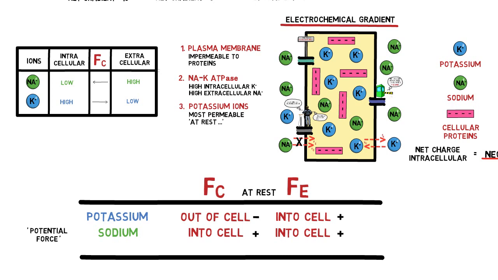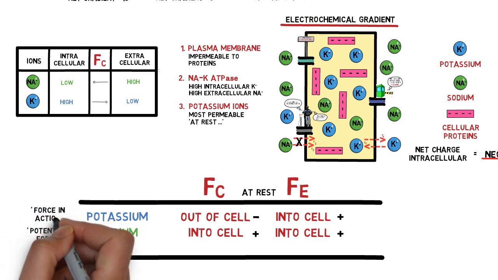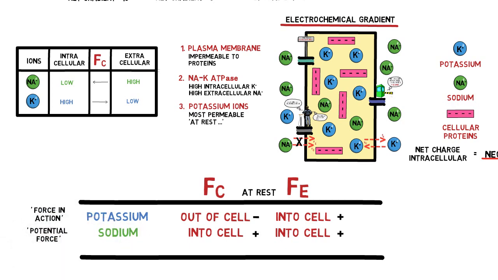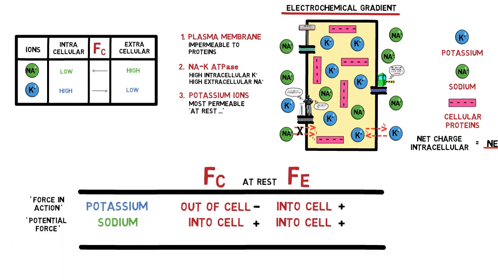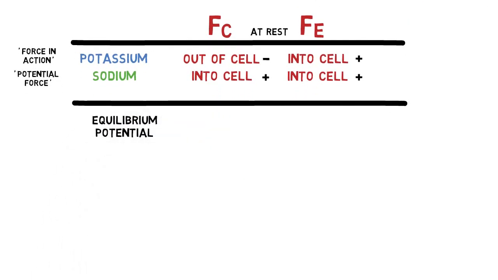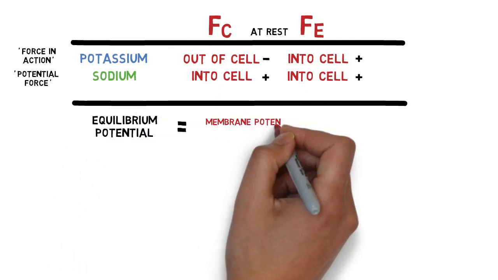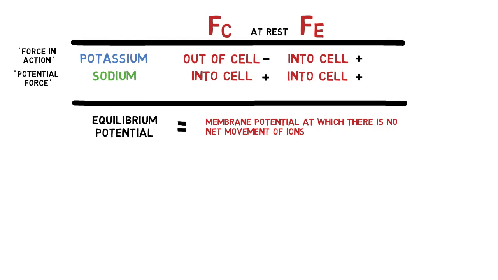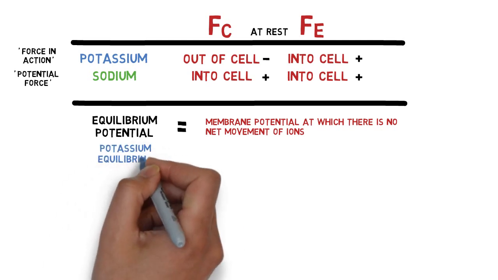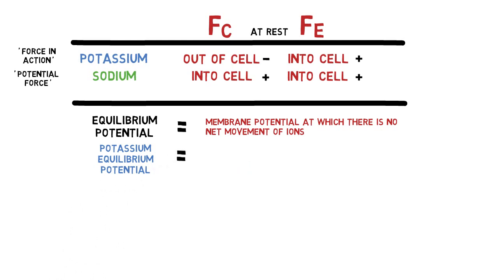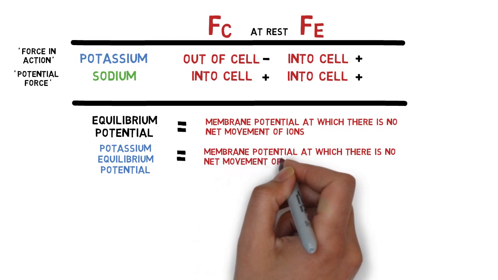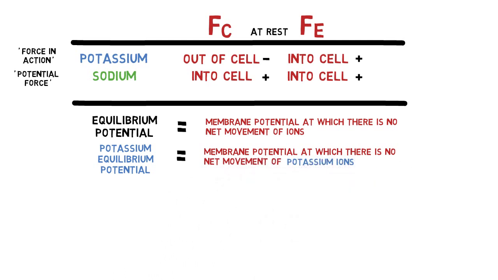Potassium, on the other hand, is dynamic at rest. He is the force in action. Now I am going to introduce to you a new term here, that is the equilibrium potential, which means the membrane potential at which there is no net movement of ions. Let's take our potassium for example, since he is in charge here. So what does potassium equilibrium potential mean? Simply the membrane potential at which there is no net movement of potassium ions.